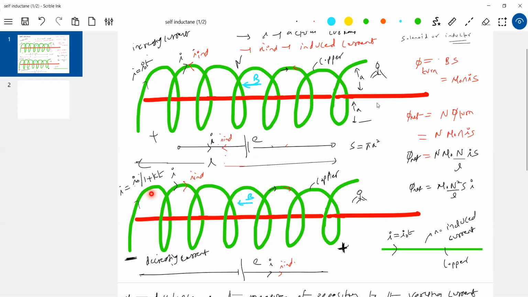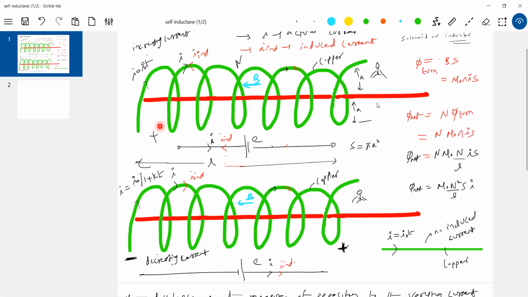Look at this one now. Current is decreasing, so the coil will try to increase that current. So it will push induced current in the direction of actual current. So I induced is flowing towards right, and therefore this end should be positive. So the polarity of this inductor depends on the induced current. Are you able to understand? In both cases, actual current is flowing from left to right, but induced current changes direction based on how the current is varying.